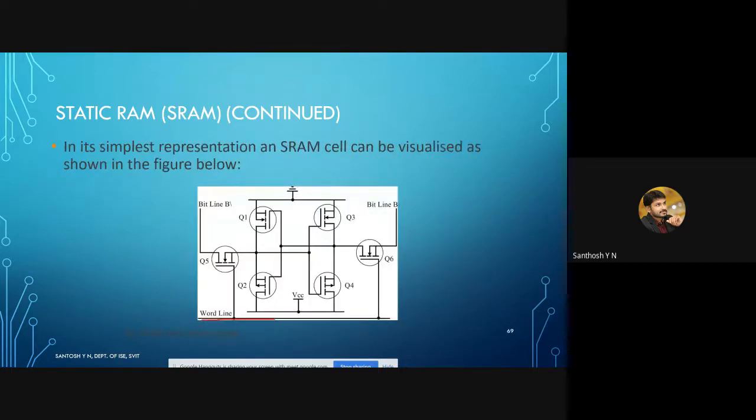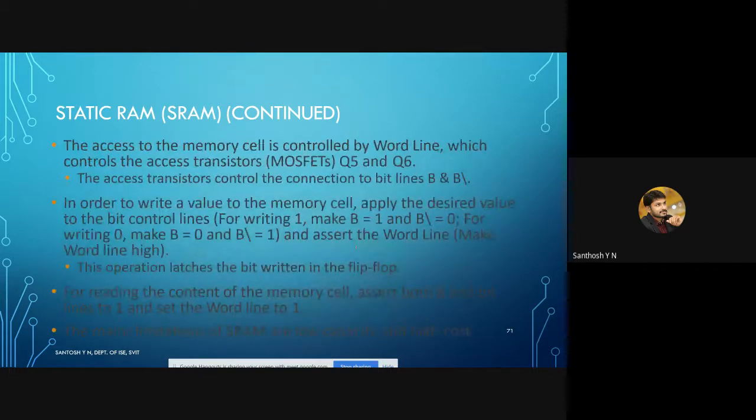See here, the access to this memory cell is controlled by the word line. If you just observe here, this is the word line. Okay, the word line is being connected to what? The gate of Q5 as well as Q6. So if you want to activate Q5 and Q6 transistors, then you should give some voltage to the word line. Then only this Q5 and Q6 will be active. Okay, that is what they are telling in the first point.